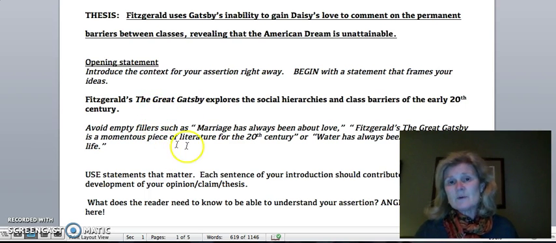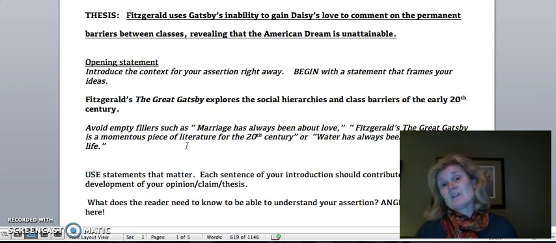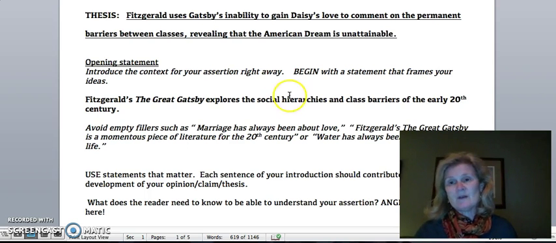I try to avoid empty sentences or empty fillers and big generalities like "marriage has always been about love," or "Fitzgerald's Gatsby is a momentous piece of literature of the 20th century." I don't really think they add value, and sometimes those big broad sweeping statements are very difficult to connect to the contextual information that I need to provide my reader.